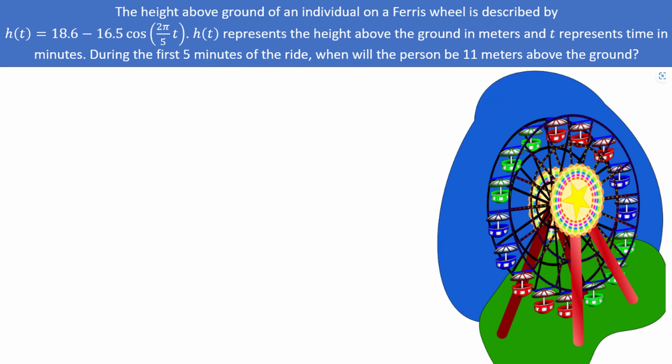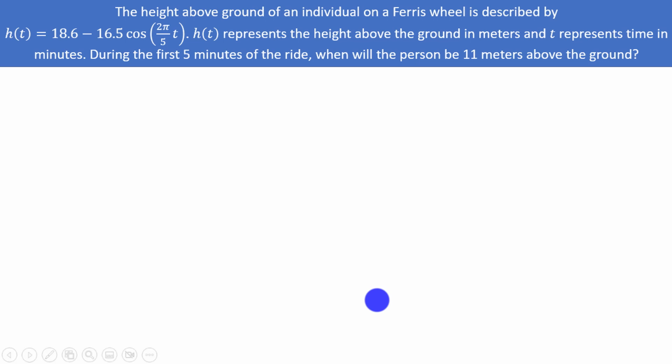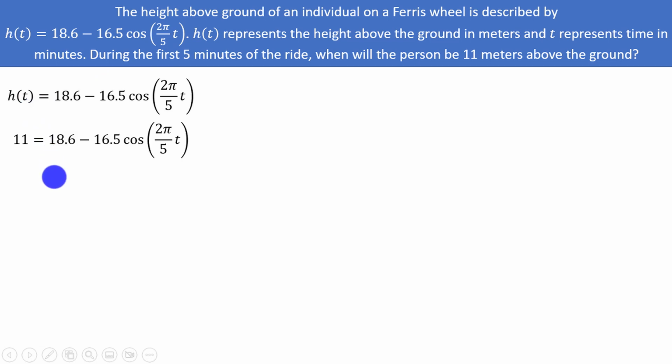Let's take a closer look at the equation. The equation is 18.6 minus 16.5 times the cosine of 2 pi over 5 times t. We are asked to solve for when the person will be 11 meters above the ground. H of t represents the height above the ground, so we must set h of t equal to 11. From here, we would like to solve for t, so let's isolate the cosine function to one side of the equation. We can start by subtracting the 18.6 from both sides of the equation.